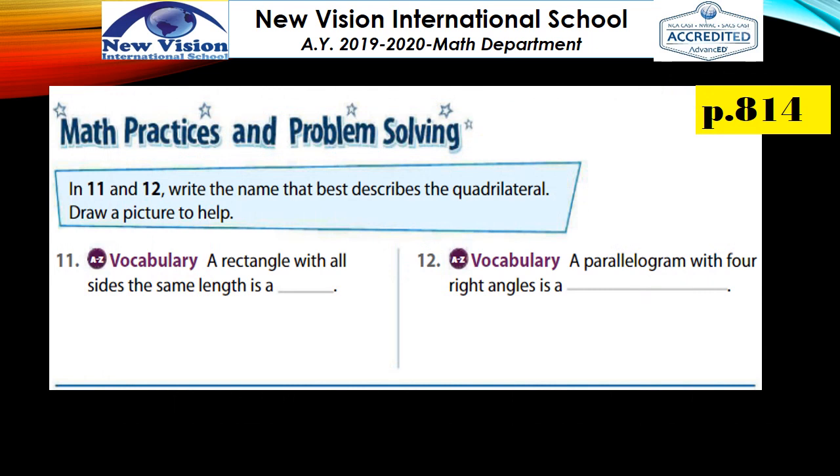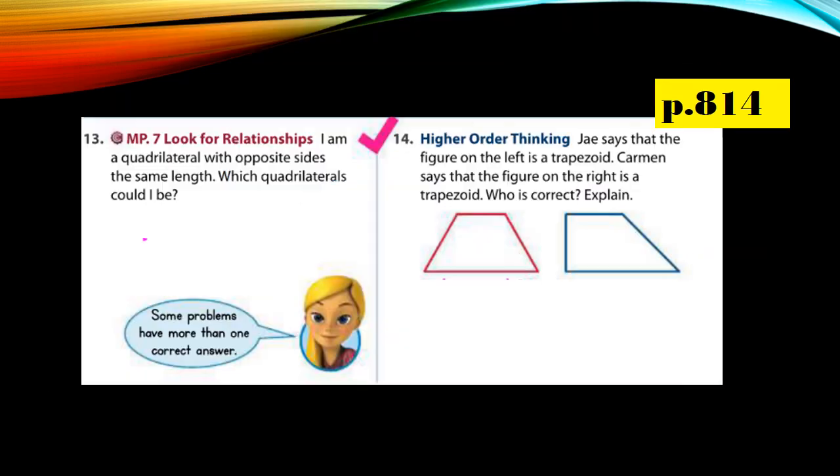It is a rectangle with all sides the same length. What's your answer? It's a square. Very good. For number 12, it is a parallelogram with 4 right angles. It is a rectangle or square. Very good. Next, we have number 13.